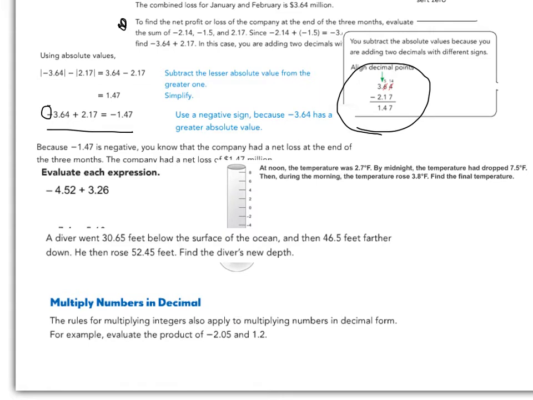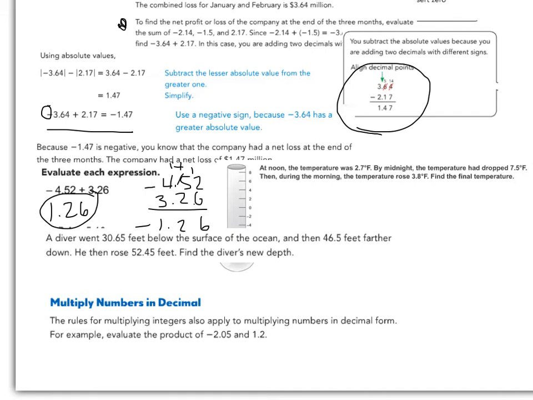It says, evaluate each expression, negative 4.52 plus 3.27. Okay, so we got to line up those decimal places, negative 4.52, 3.27. One's positive, one's negative, so we're going to subtract. We have to do some borrowing here. 12 minus 7 is 5... 12 minus 6 is 6, 4 minus 2 is 2, 4 minus 1 is 3, 4 minus 3 is 1. And since our larger number is negative, it's negative 1.26.